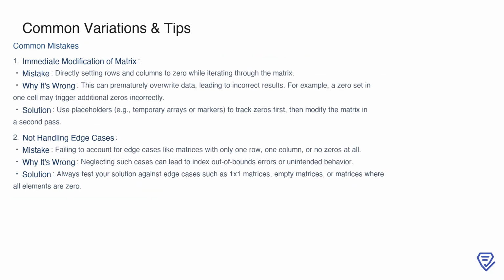One of the most common mistakes when solving the set matrix zeros problem is immediately modifying the matrix as you iterate through it. This approach can create issues because setting a 0 in one cell might unintentionally trigger zeros in other parts of the matrix. To handle this, it's important to use placeholders such as temporary arrays or markers to first track where the zeros should go, then make the actual modifications in a second pass.